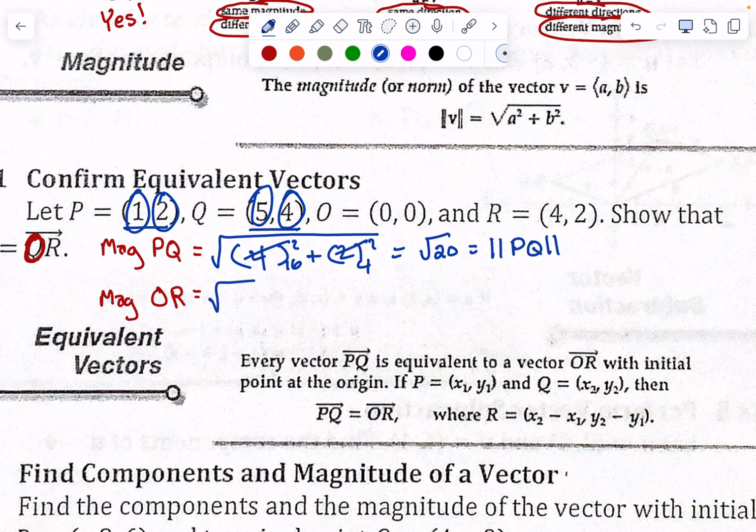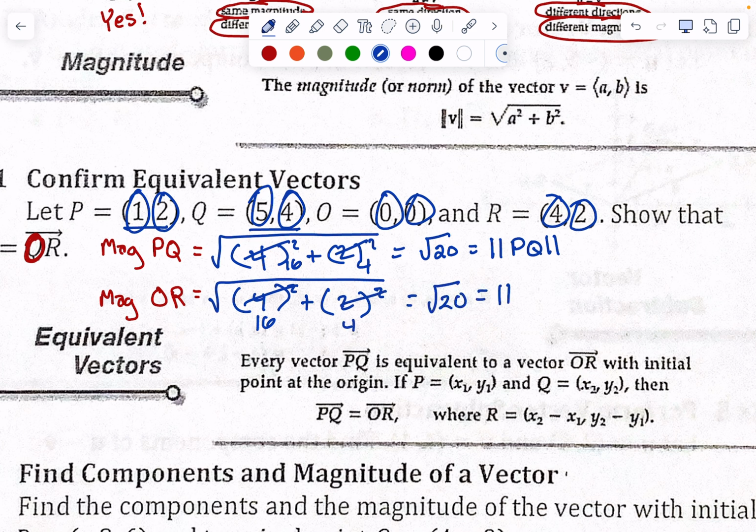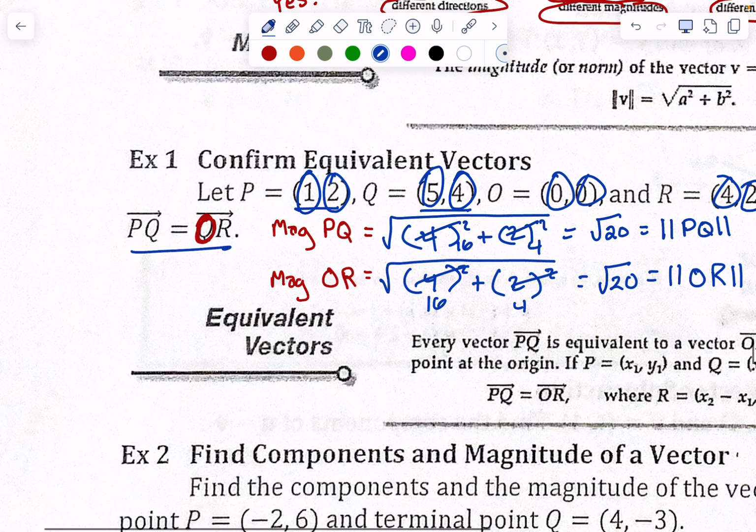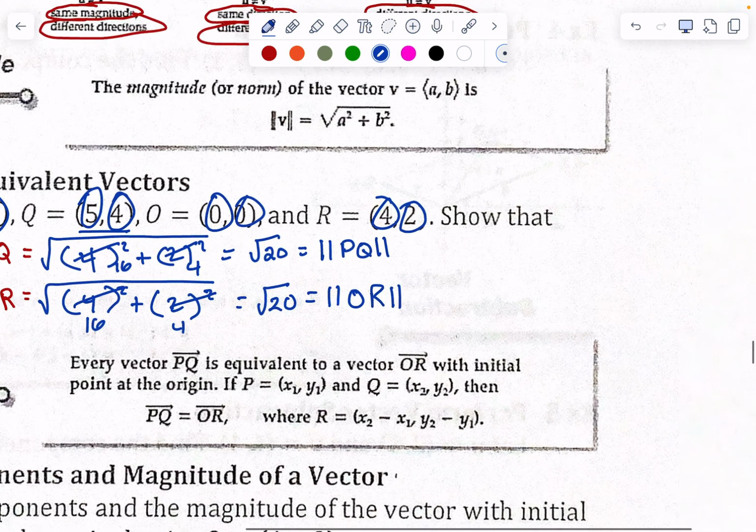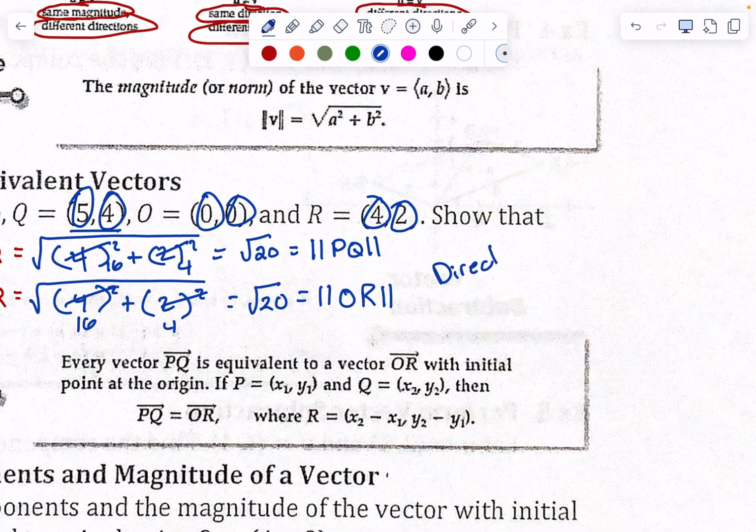All right, I'm going to do the same thing for the other one. If we're doing OR, how far apart is 0 and 4? 4. How far apart is 0 and 2? 2. Okay. 4 squared is 16. 2 squared is 4. That's the square root of 20. So the magnitude of OR is also the square root of 20. Now, we don't know that these vectors are equal yet because the magnitude checks out, but let's talk direction. Okay, so we're going to do direction of PQ, and direction of OR. Okay, how do I judge their direction?